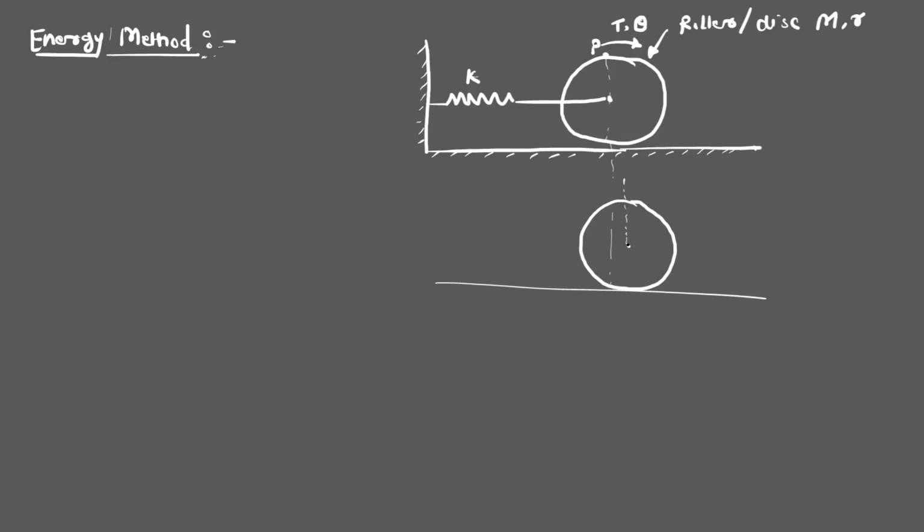After some time, this point P will move to another location, which is P dash, and this angular displacement is theta. Once you remove this externally applied force or torque, then because of the spring stiffness and its inertia, that is the mass moment of inertia, this disk or complete system will have a tendency to oscillate in this direction.